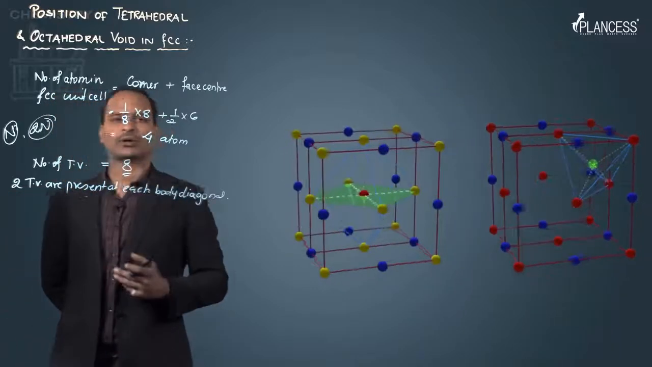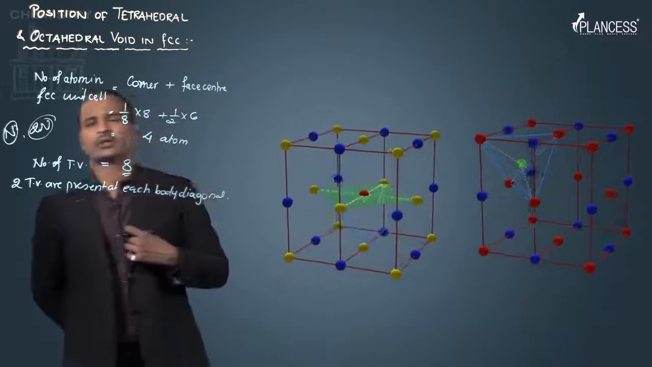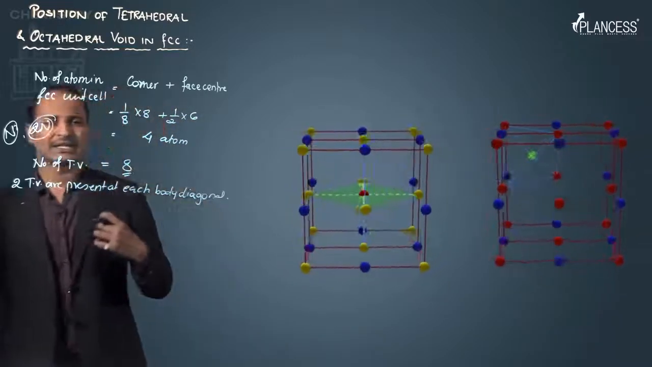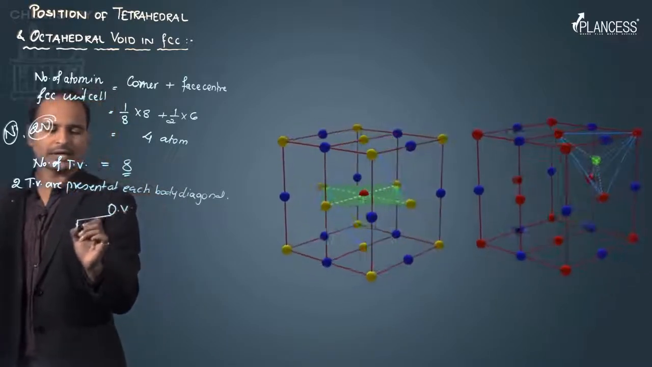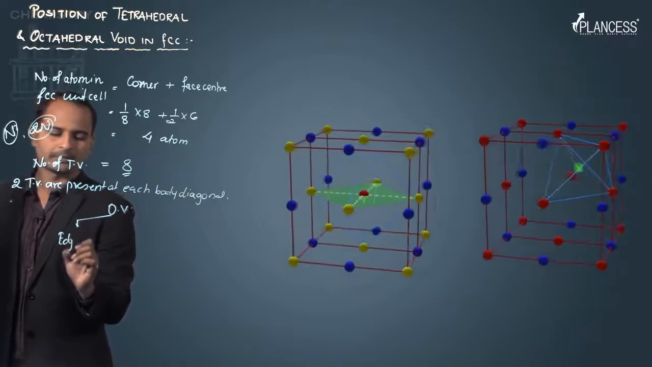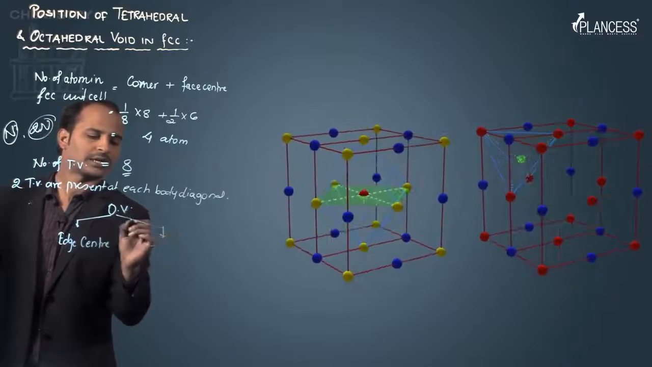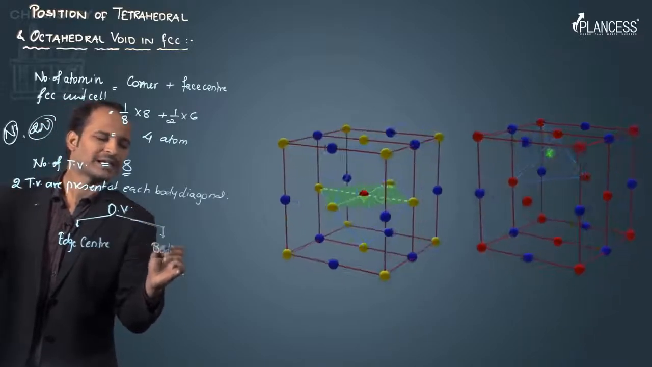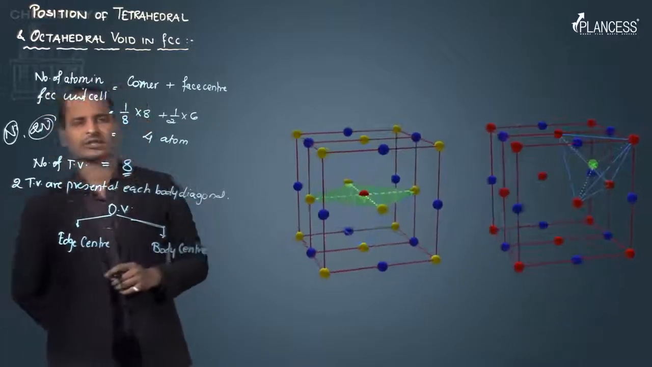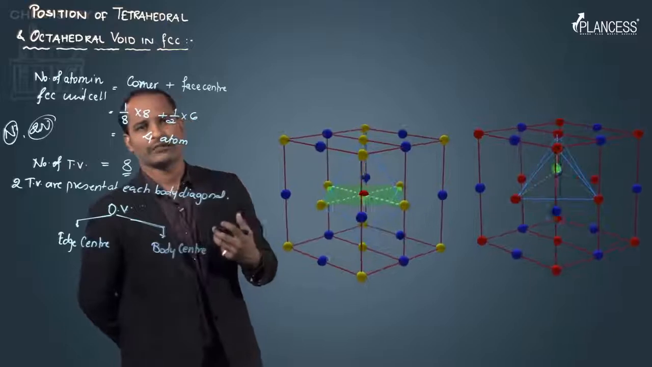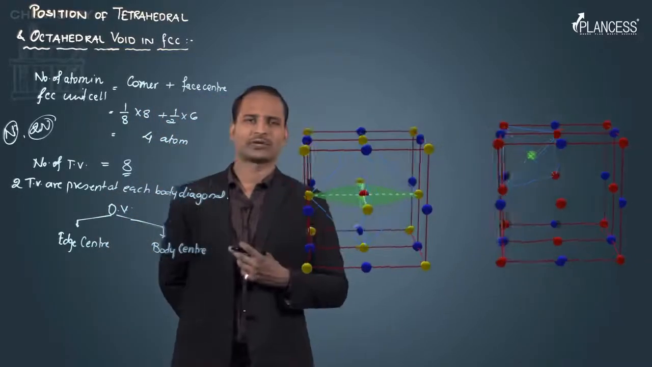Now let's talk about the octahedral void, where the octahedral voids are present. They are present in 2 positions. They are present at the edge center, and they are present at the body center, exactly at the center of the unit cell. So there are 2 positions for the octahedral void. If we have an FCC unit cell, then octahedral voids are present at 2 different positions, that is the edge center and the body center.